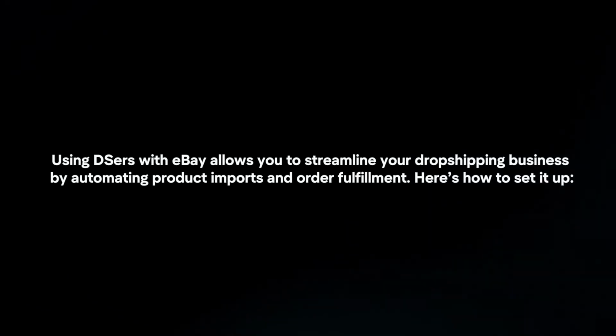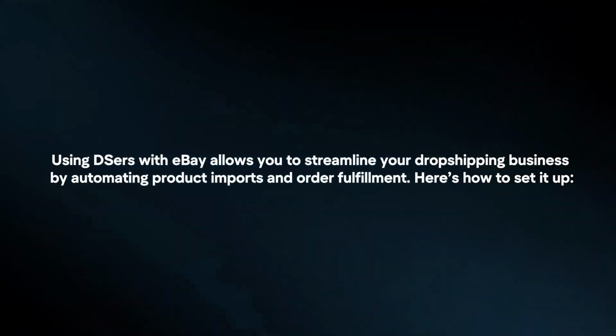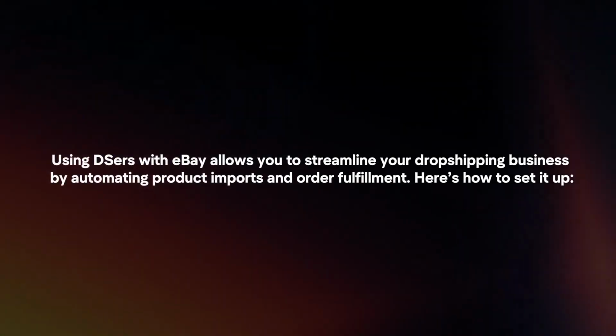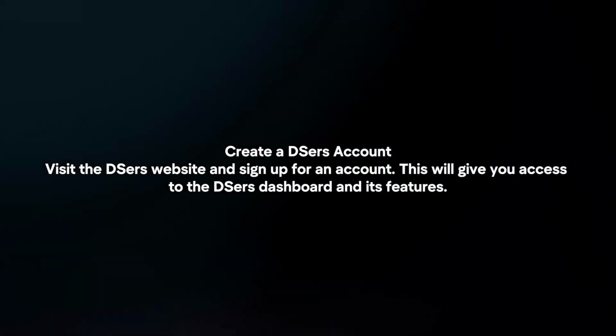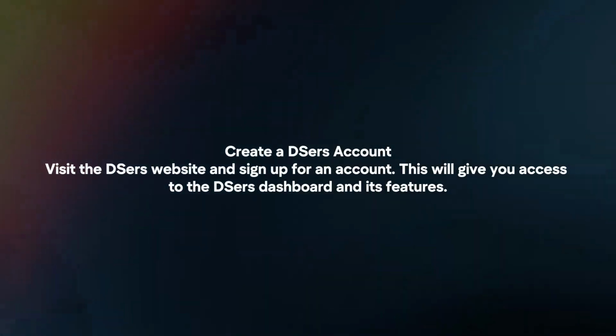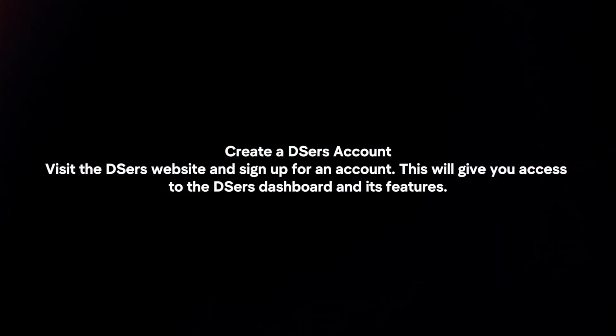Using DSers with eBay allows you to streamline your dropshipping business by automating product imports and order fulfillment. Here's how to set it up. Create a DSers account. Visit the DSers website and sign up for an account. This will give you access to the DSers dashboard and its features.